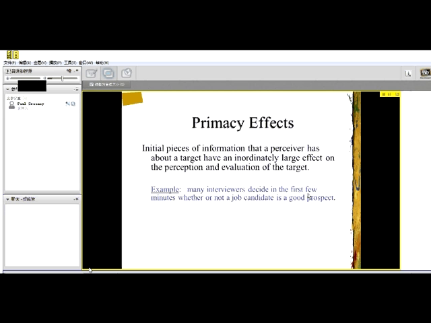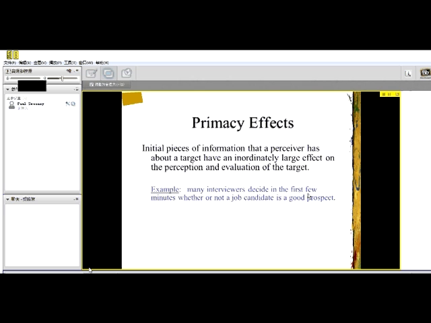Or said more precisely, you can read it here, initial pieces of information that you get about someone or something have a bigger effect. It's often called the anchoring effect as well, but the primacy effect, the anchor, the starting point, often inordinately affects the end point, in this case your evaluation of somebody.